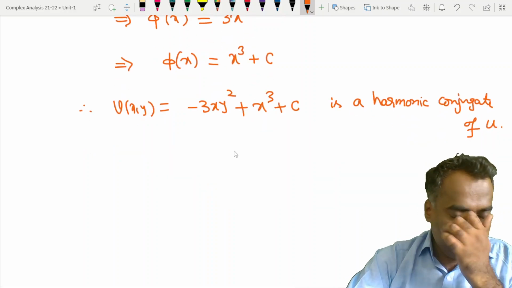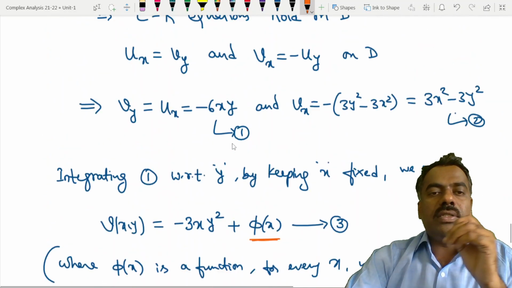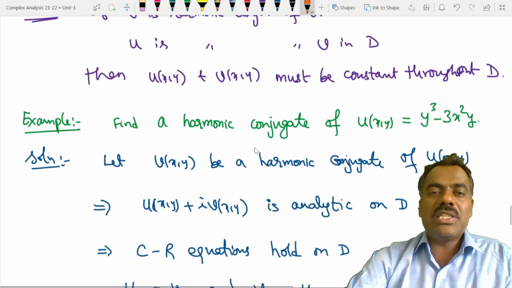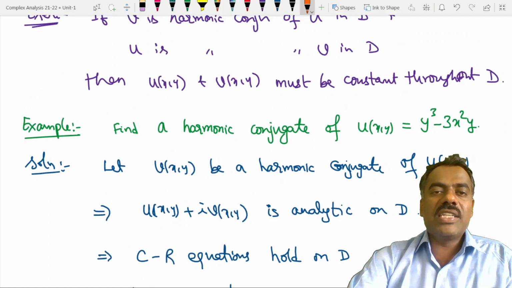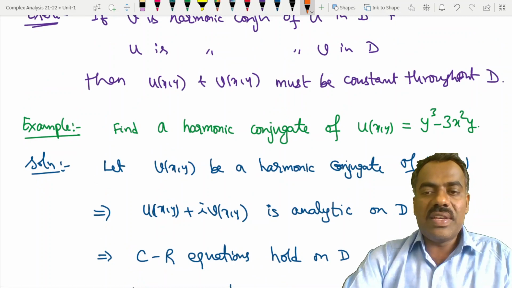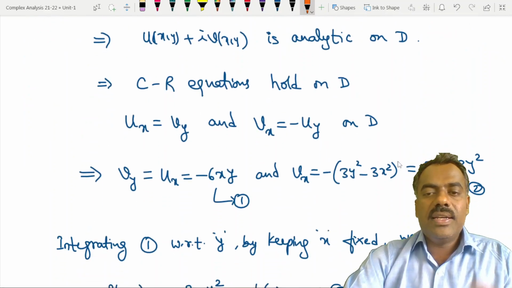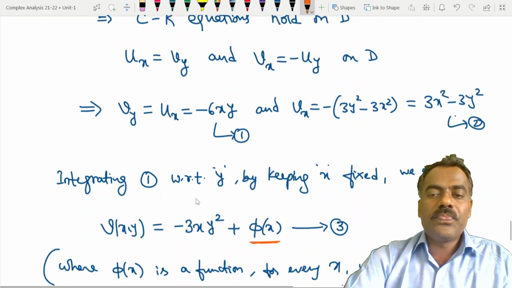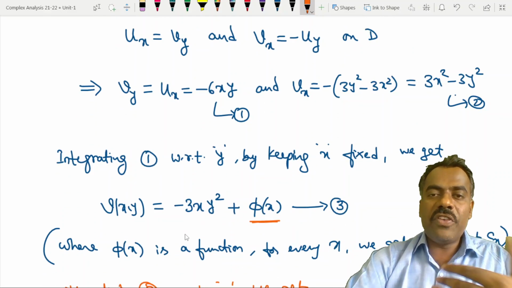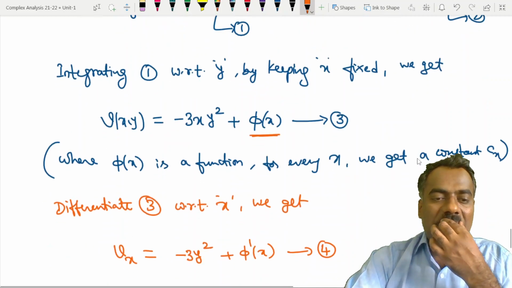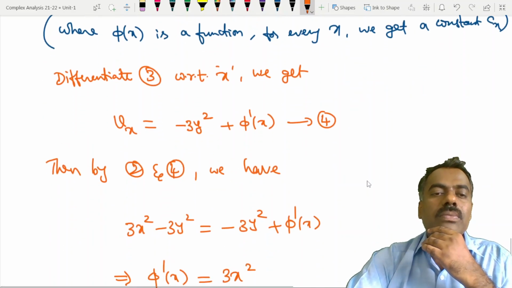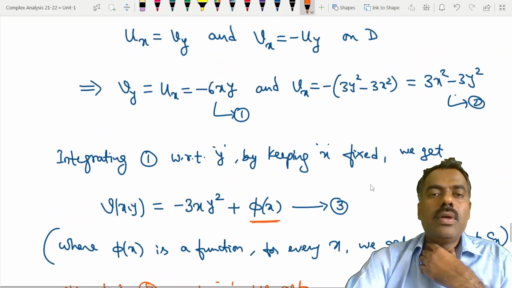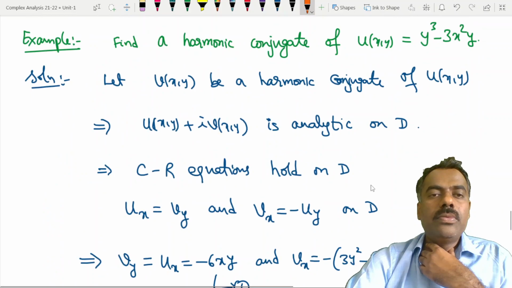So what is the simple procedure? Suppose v is a harmonic conjugate of u. Then we know obviously u plus iv, which is a function, is analytic, so it satisfies CR equations. Then from v_y, you integrate with respect to y, then whatever v you get, you differentiate with respect to x and equate, and you will get phi of x. Yes or no? Have you understood?